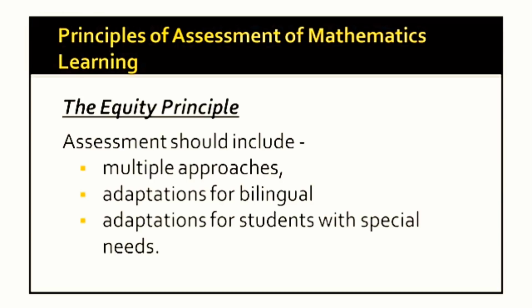Also, the equity principle says that different approaches should be used in the assessment, like essay type or long type questions, short answer questions, objective type questions, or oral to performance tests. And then it should have adaptations for bilingual students. Like, English may not be the language of all the students. Others may be speaking in their mother tongue or Hindi or some regional language. Then they should also be accommodated in the assessment. There should be adaptations for students with special needs.